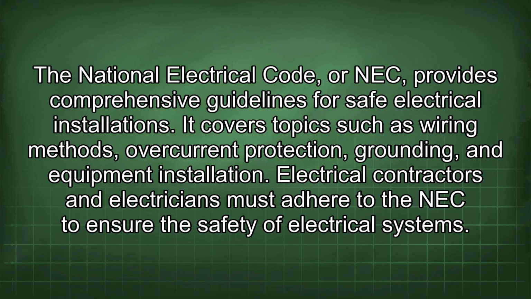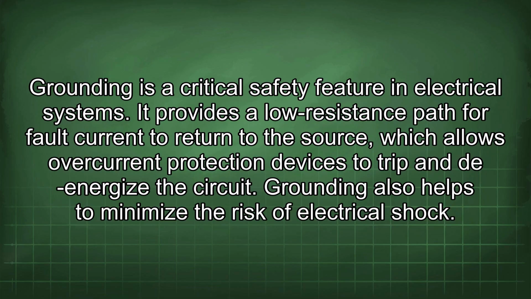The National Electrical Code, or NEC, provides comprehensive guidelines for safe electrical installations. It covers topics such as wiring methods, overcurrent protection, grounding, and equipment installation. Electrical contractors and electricians must adhere to the NEC to ensure the safety of electrical systems. Grounding is a critical safety feature in electrical systems. It provides a low resistance path for fault current to return to the source, which allows overcurrent protection devices to trip and de-energize the circuit. Grounding also helps to minimize the risk of electrical shock.